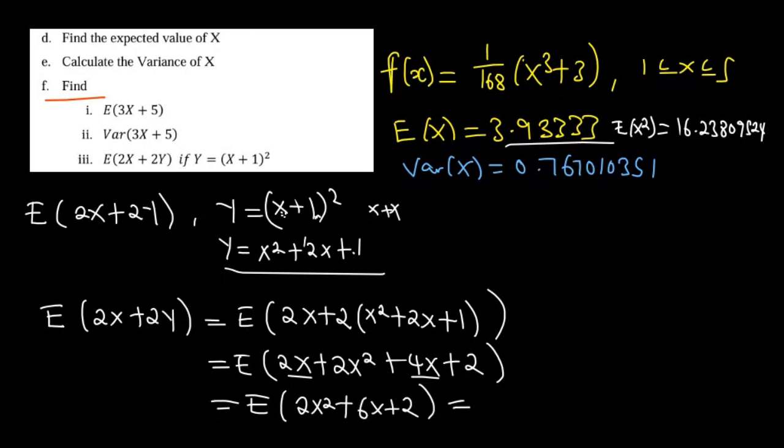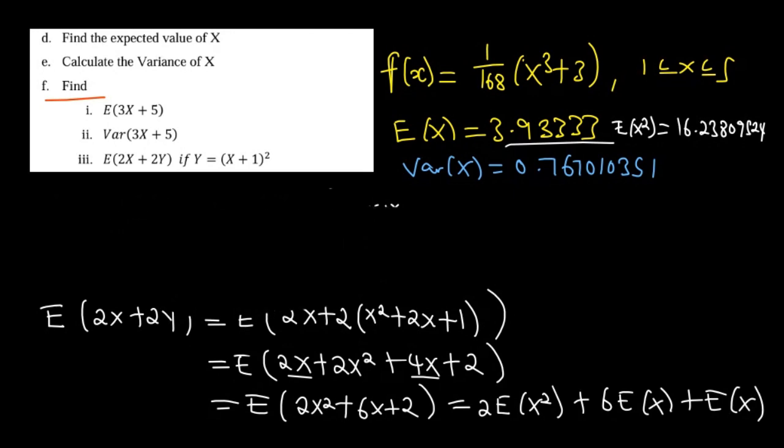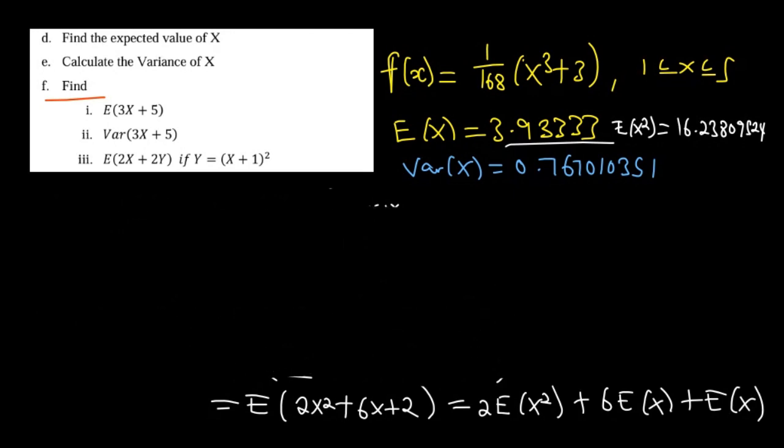So this will just be 2 times the expected value of x squared, plus 6 times the expected value of x, plus the expected value of 2. So that's what we get there. Okay, so from there we're just going to put in the expected value of x squared, the expected value of x, and then find the final answer.